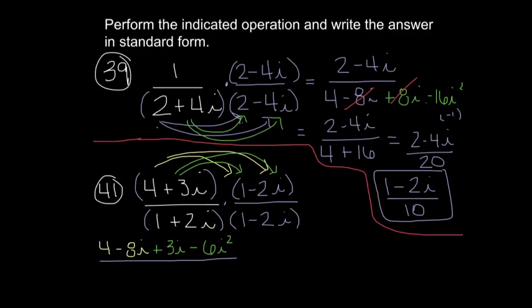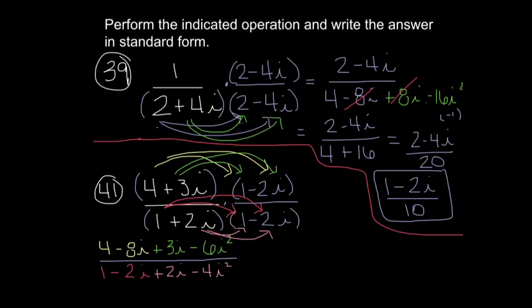If I take the 1 and multiply it by the 1 and the minus 2i, 1 times 1 is 1, 1 times minus 2i is minus 2i, and then I will do the same thing with the 2i. I'll take 2i times 1 and 2i times minus 2i. 2i times 1 is plus 2i. 2i times minus 2i is minus 4i squared.